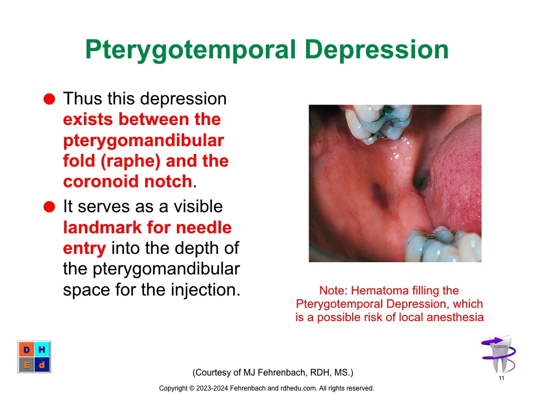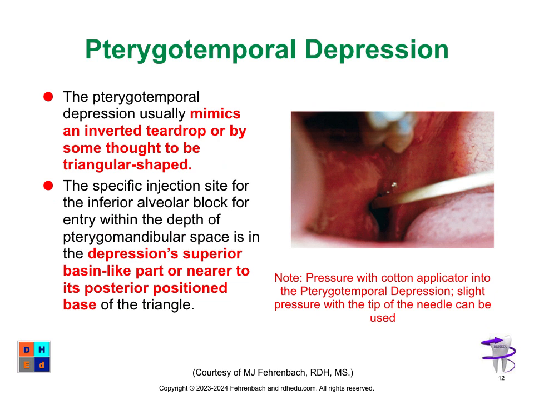So it serves as a visible landmark for the needle entry. Is it the only one? No. This, remember, is soft tissue. We want to first look for those hard landmarks. And we've already gone over that in the textbook. Let's now move to the next thing and talk about what that pterygotemporal depression looks like. Well, I think it mimics an inverted teardrop.